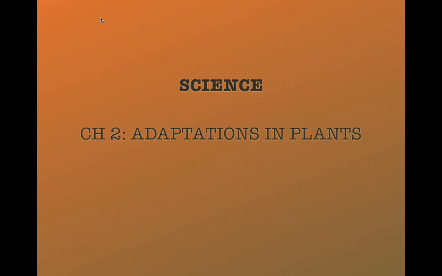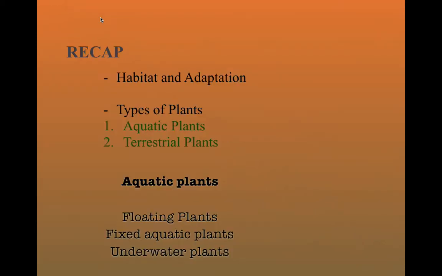Today we will continue the chapter Adaptations in Plants. Before we move to the next topic, let's see what all things we learned in the last class. In the last class, we discussed about the habitat and adaptation. What is habitat? The natural surroundings in which a plant lives is called its habitat. And what do you mean by adaptation? Plants develop some characteristics which helps it to survive a particular environment. This is known as adaptation.